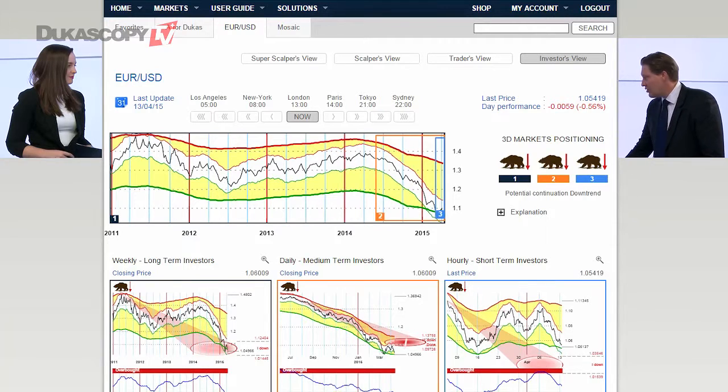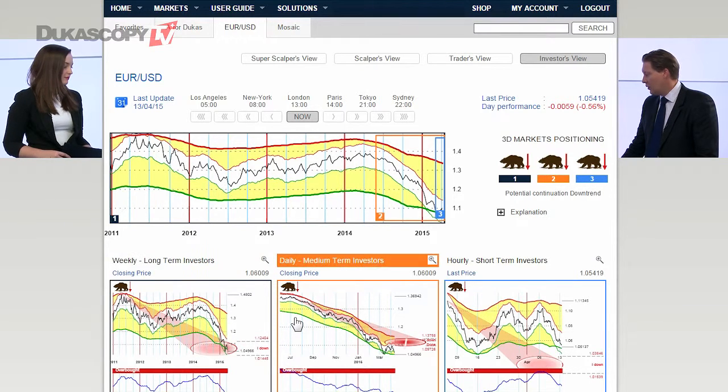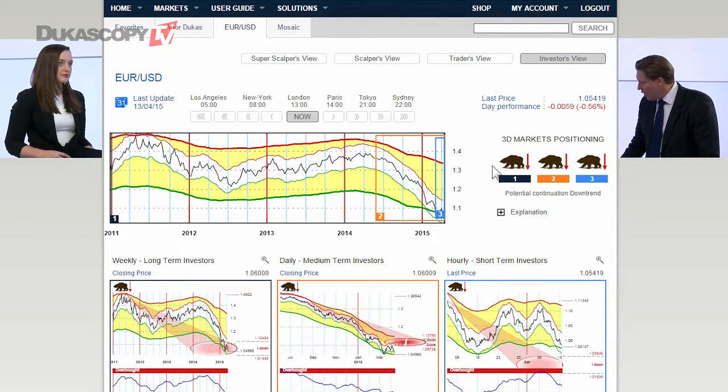So we're here on an investor's view of the Euro-Dollar. An investor's view is a combination of a weekly, a daily, and an hourly chart for the perspective over the next few quarters on the weekly, the next few months on the daily, and over the next few weeks on the hourly. And at the moment, all three trends are heading down. So we have three bears here and a message that tells us potential continuous downtrend.